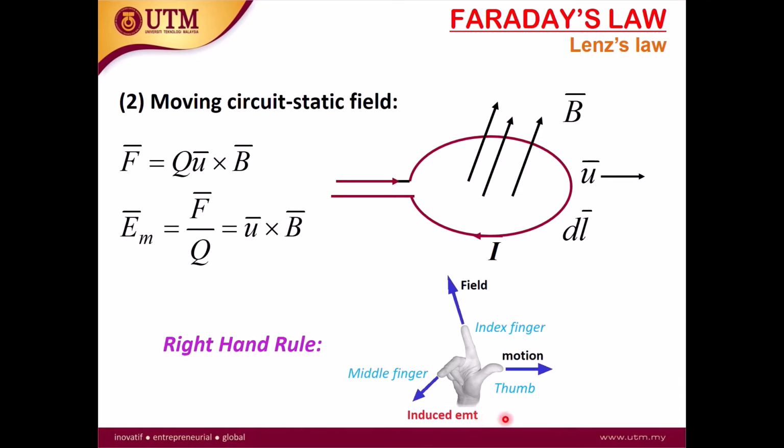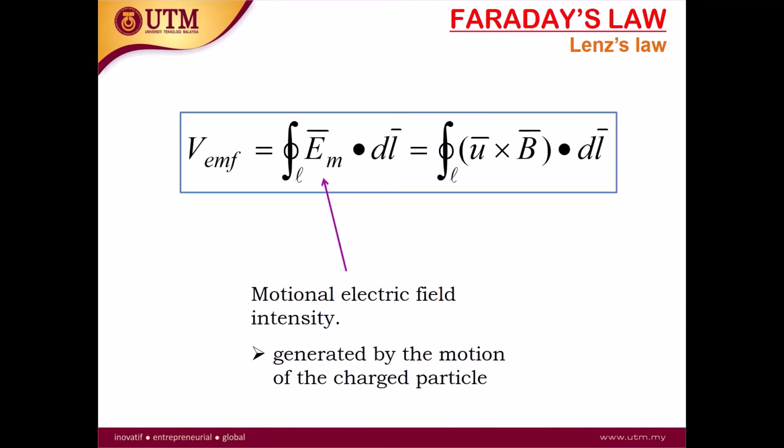We can determine the field, the motion, and the induced EMF by using the right hand rule. Your thumb is the motion, your index finger is the field, and the middle finger is the induced EMF. This is the formula for VEMF equal to the closed integration of Em dot dl, equal to the closed integration of U cross B dot dl. The U cross B and dl should be in the same direction, so the dot product will have a certain value.